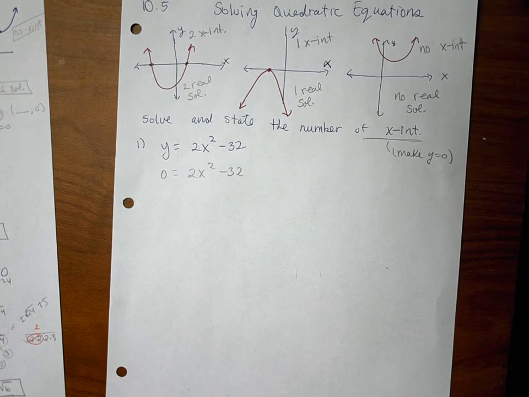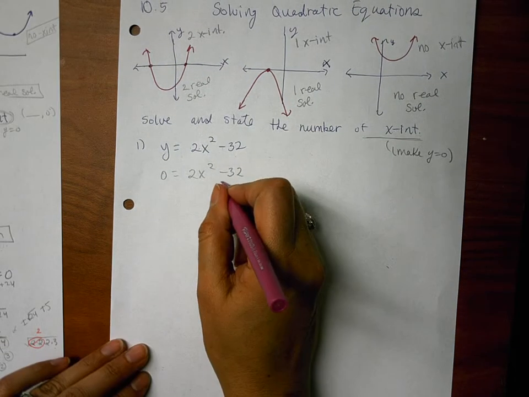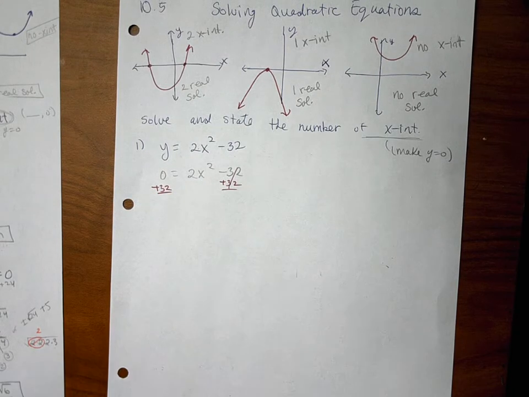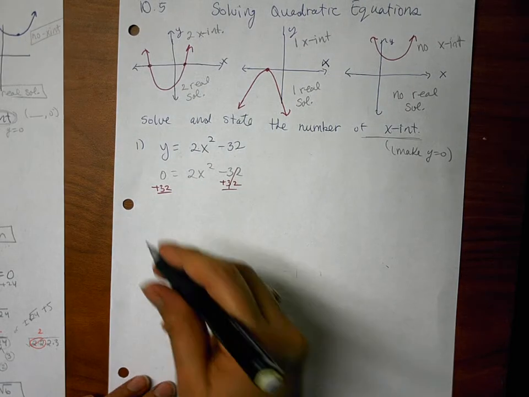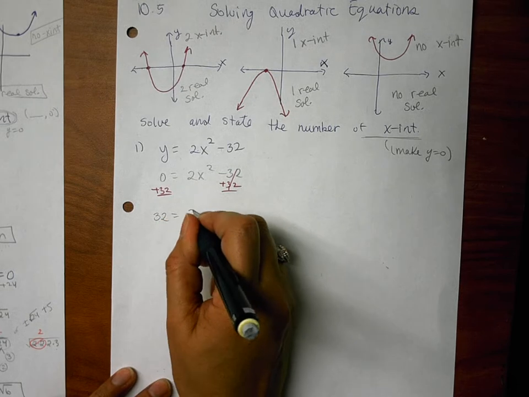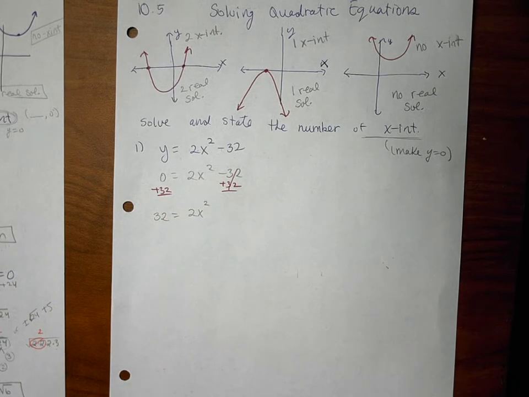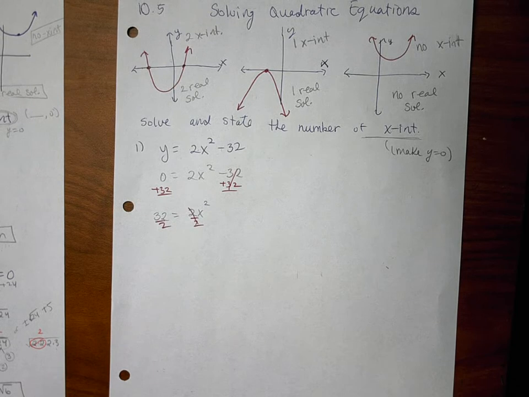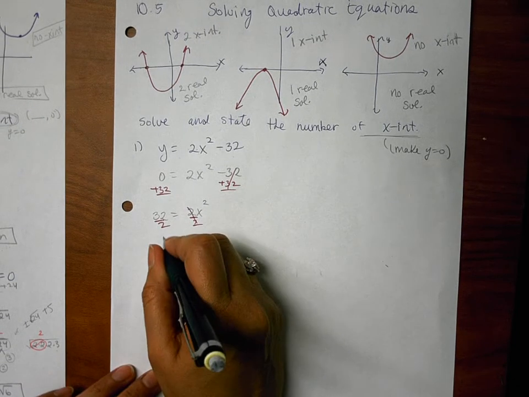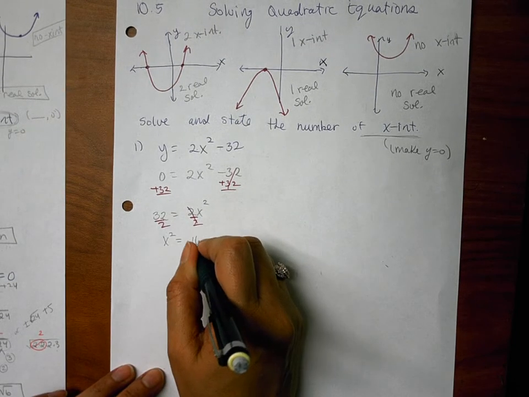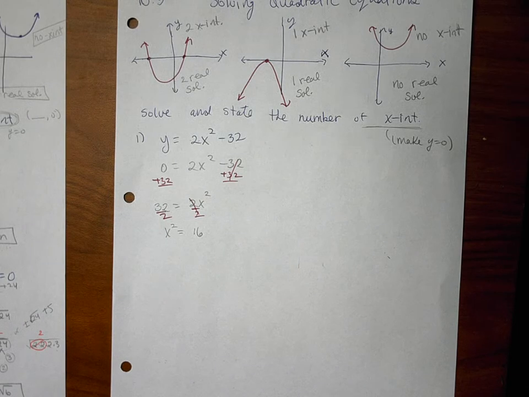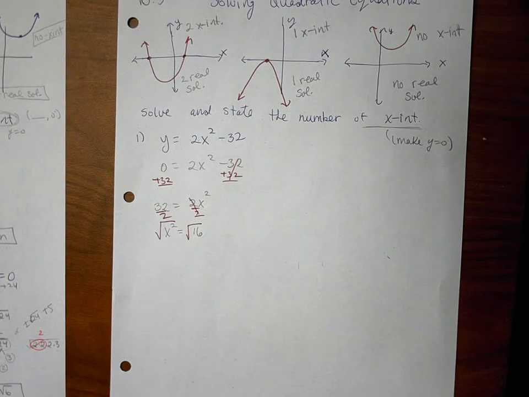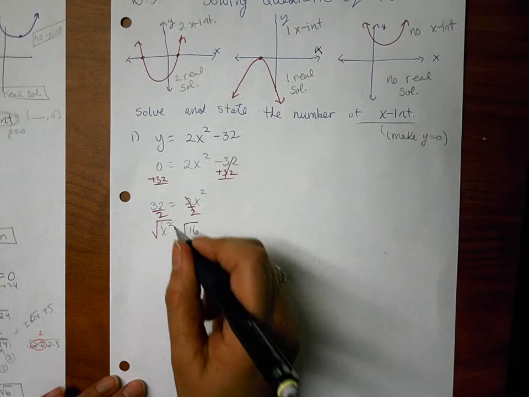All right, and then we solve. Move the 32 over. 32 equals 2x squared. Divide both sides by 2. X squared equals 16. And then remember, how do you undo a squared? You square root, because square roots and squares are inverse operations. They undo each other. Undo.